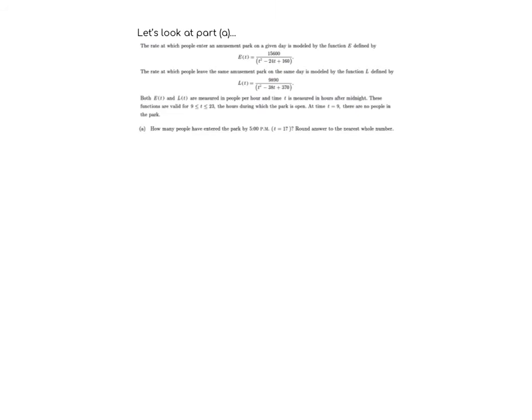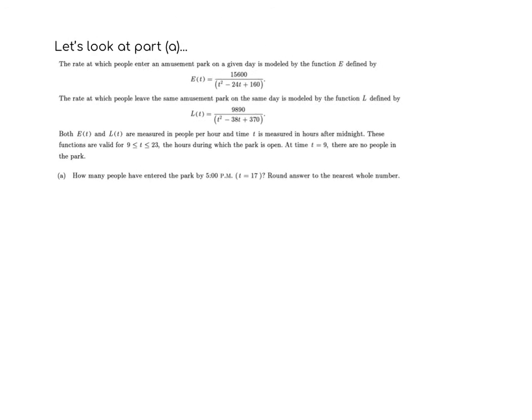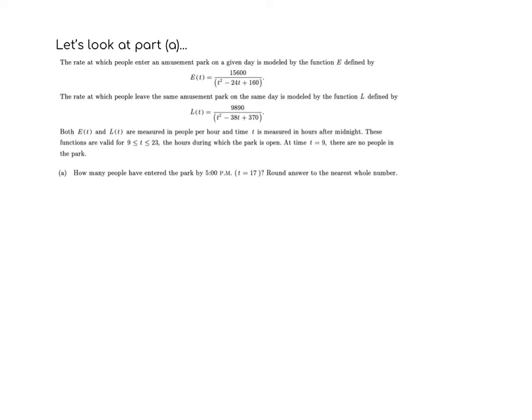Let's see what we got. The rate in, rate out, people per hour, so that's still people per hour. Don't forget that information. Hours after midnight, there's still no people in the park at 9. How many people have entered the park by 5? T equals 17. Well, all I have to do is take the integral from 9, when we open the park, to 17 of E of t dt.